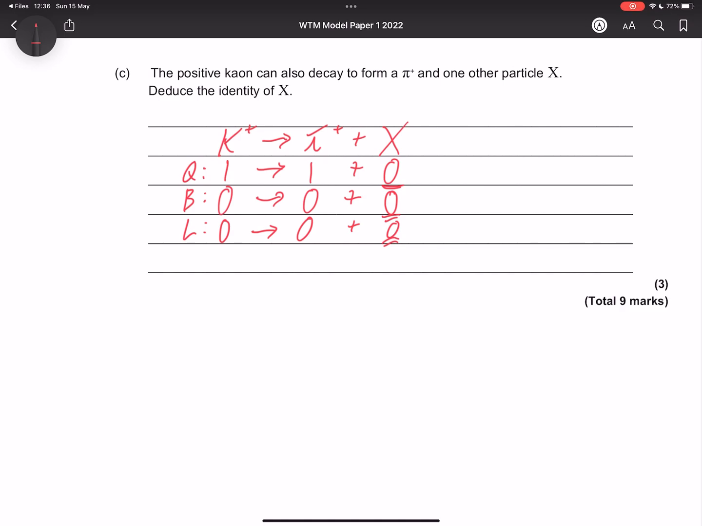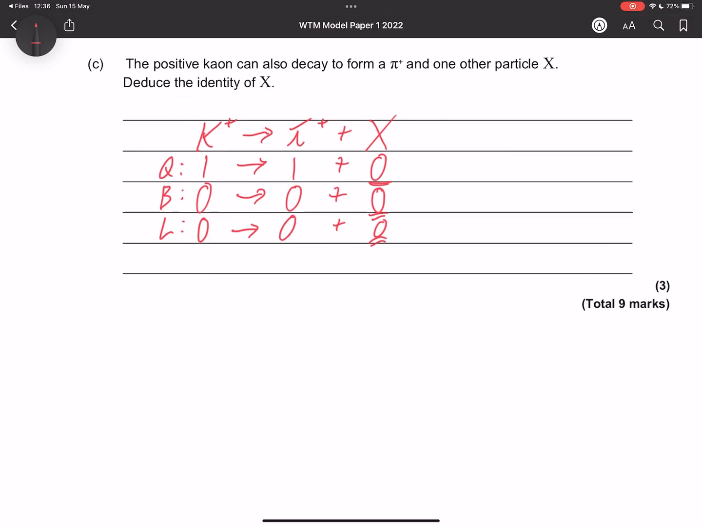So if baryon and lepton numbers are 0, then it must be a meson. It's the only other group it could possibly be, as we've been led throughout this whole question. We know it has 0 charge as well, so that means it has to be either K naught or pi naught, because you're not expected to know any other mesons. Unless they tell you the name of one, or the symbol of one, you're only expected to know the ones from the datasheet, which are pi and K.